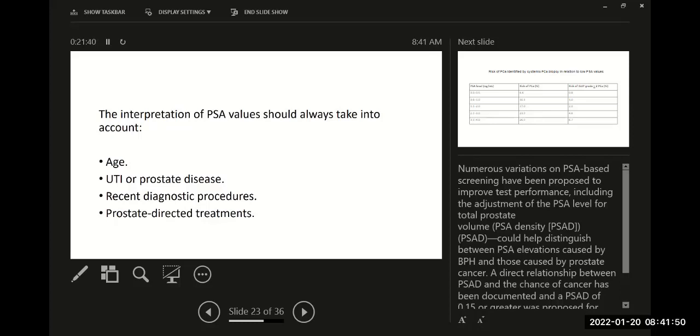The interpretation of PSA values should always take into account the age of the patient, whether he has UTI or prostate disease, has undergone any recent diagnostic procedure, or has had any prostate-directed treatment. Numerous variations on PSA-based screening have been proposed to improve test performance, including the adjustment of the PSA level for total prostate volume, which is PSA density, which could help distinguish between PSA elevations caused by benign prostatic hyperplasia and those caused by prostate cancer. A direct relationship between PSA density and the chance of cancer has been documented. A PSA density of 0.15 or greater was proposed as indicating prostate cancer, and they may go for biopsy.